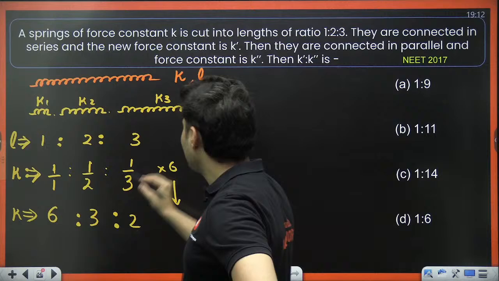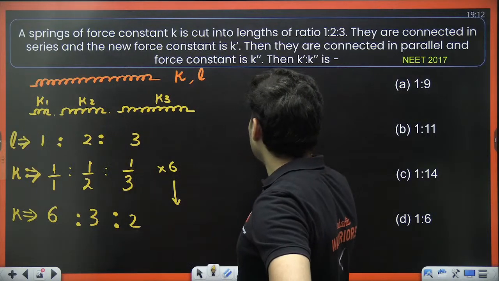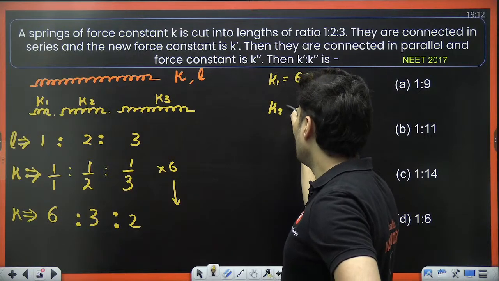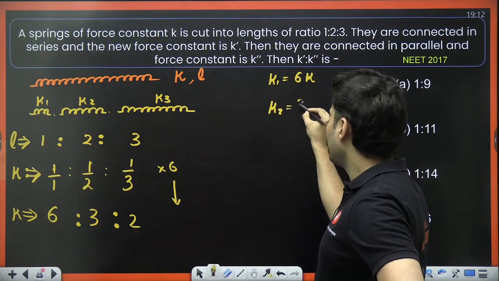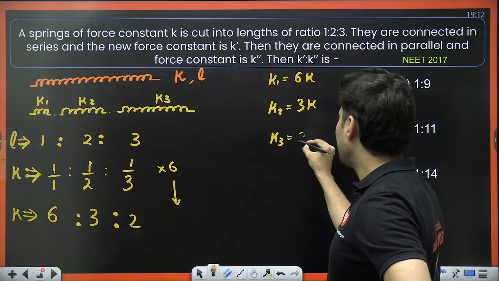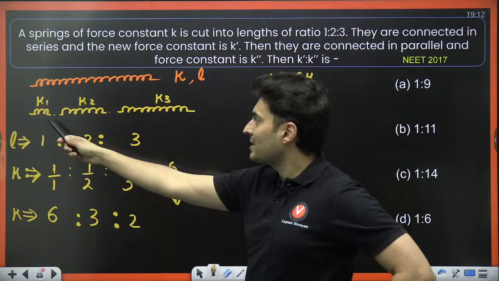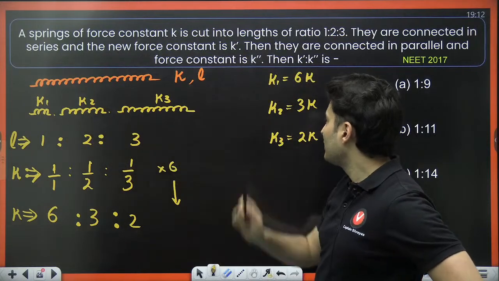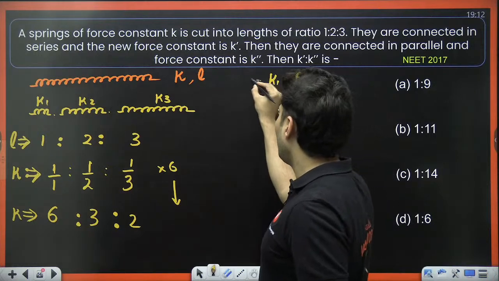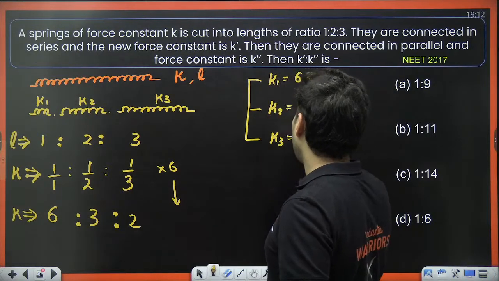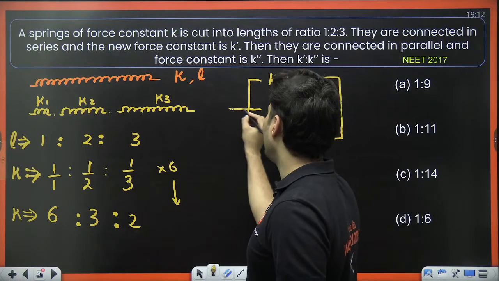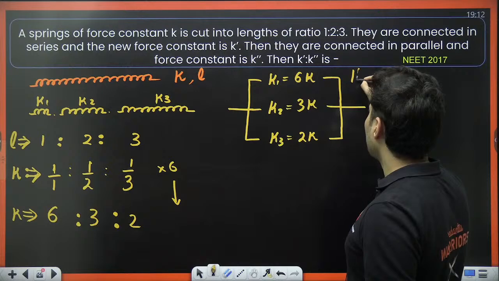Yes, the value of K1 will be basically 6K. The value of K2 will be basically 3K, and the value of K3 will be basically 2K. This is 6K, this is 3K, this is 2K. They are inversely related to the lengths. That's all. And all of them are in parallel. You can think of it like that. They are all in parallel like this.